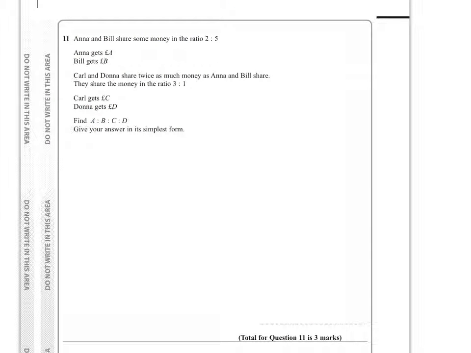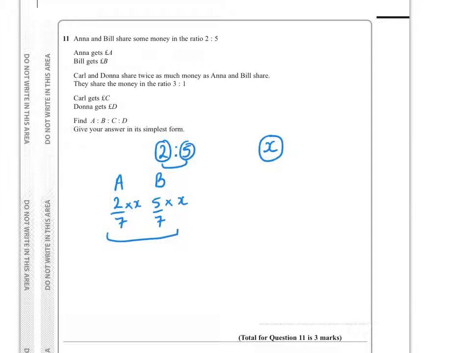Question 11. Anna and Bill share some money in the ratio 2 to 5. So let's call that money an amount X. So Anna would get 2 out of a total of 7 parts, and Bill would get 5 out of 7 parts. Now, that would mean Anna would get 2/7 of the total amount of money, and Bill would get 5/7 of the total amount of money. So that's Anna and Bill sorted out.